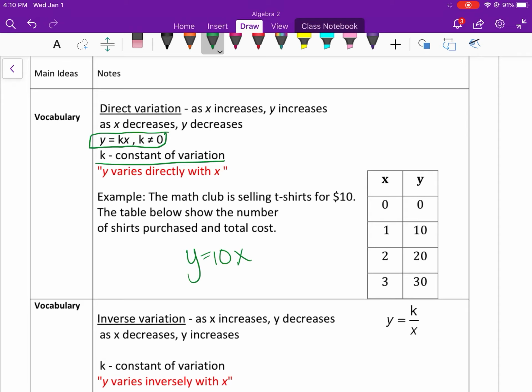So that's a simple example of a direct relationship or something that has direct variation. And so in this one, your constant of variation, your k, would be 10. Sometimes we call that our slope in a linear problem. But for direct variation, it does have to have a y-intercept of 0.